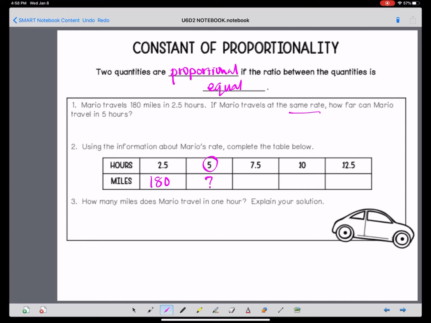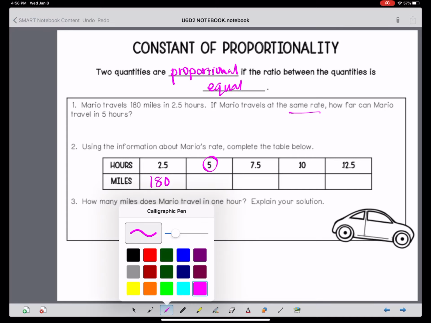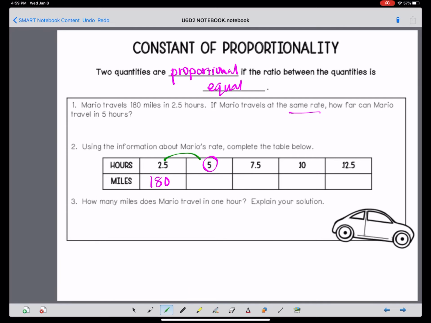Let's take a look at what they did on the top row of our chart. To go from 2.5 hours to 5 hours, they just doubled it, or they added 2.5. And to go from 5 hours to 7.5 hours, they're just adding 2.5 hours. And the same thing all the way across. From 10 to 12.5 hours, they're just adding 2.5 hours. And what you'll see here is a pattern.